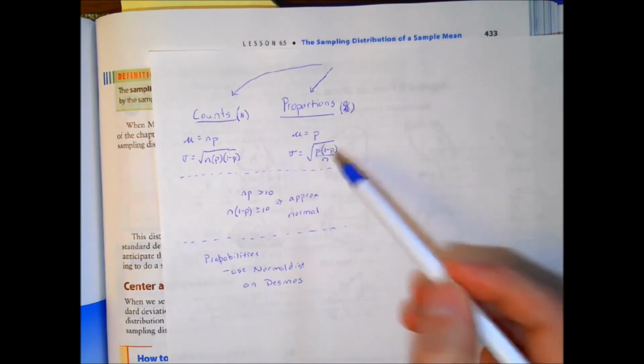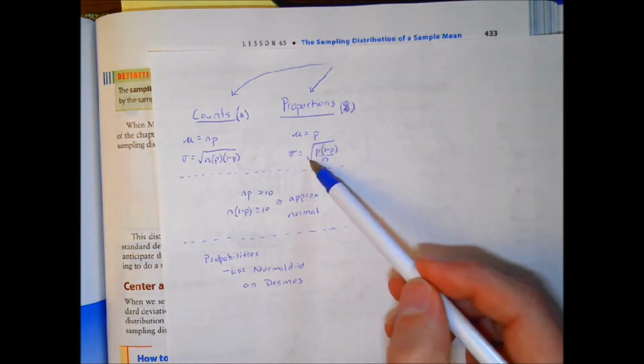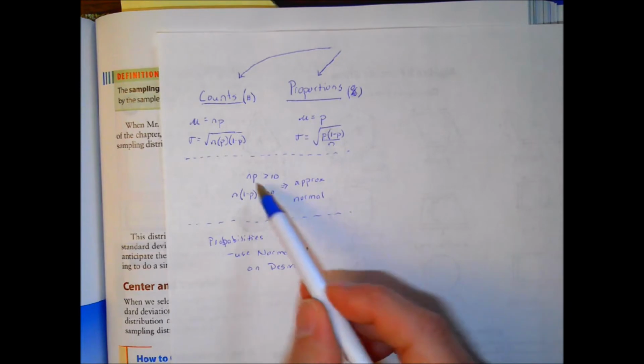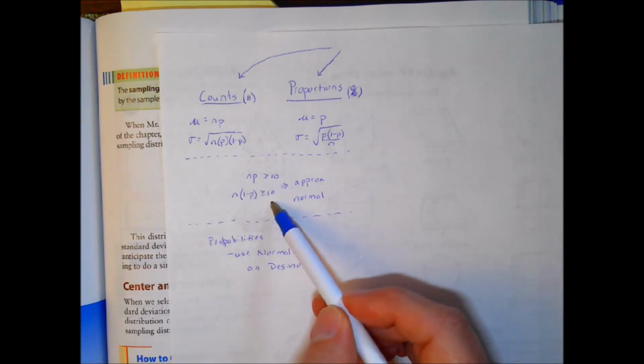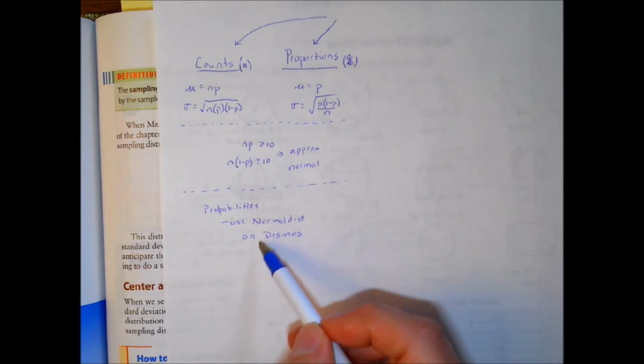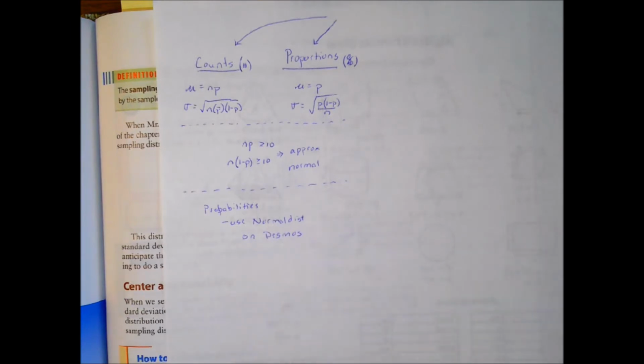Okay, we have those different means and standard deviations. With both of those, we said the shape was approximately normal if n times p and n times 1 minus p are greater than 10. And then to find the different probabilities, we use normal distribution. One does most to find that.